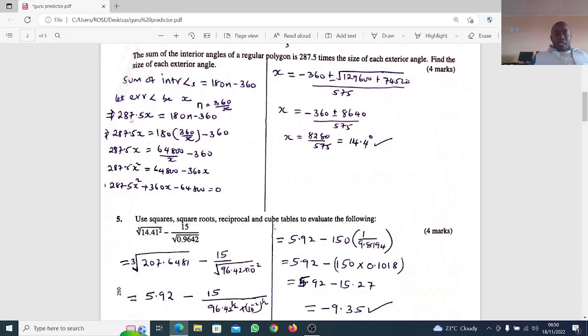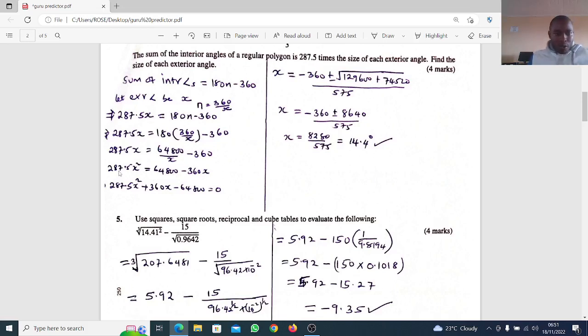So that means 207.5x, like I said, equals 180n minus 360. But n is 360 over x. So 180 into 360 over x minus 360 gives you 207.5x. So 207.5x equals 64,800 over x minus 360. We multiply by x on all sides. If you multiply x here by x, this gives you 207.5x squared equals 64,800, because the x here will cancel, minus 360x.